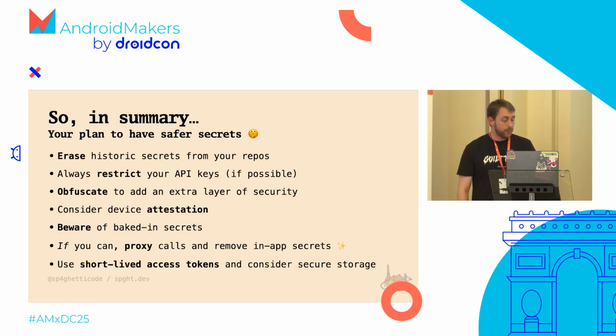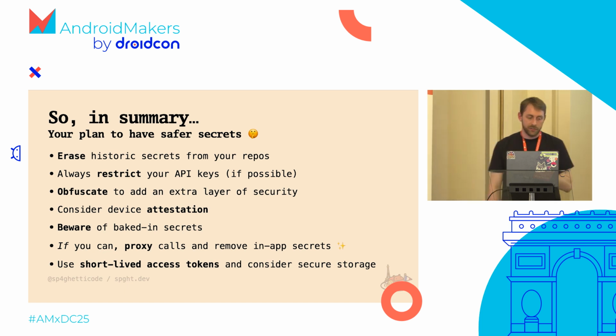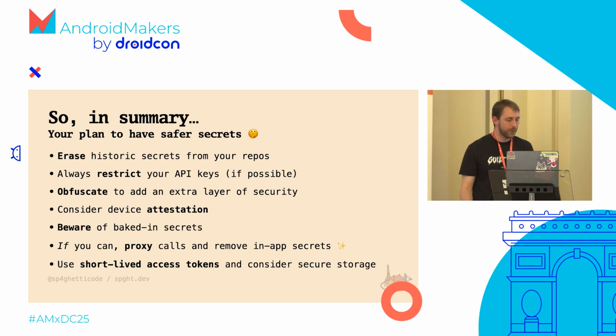So, in summary, we've made it. Well done, everyone. This is now your plan to have safer secrets. You want to, first of all, erase all historic secrets from your repo. We've gone through that. You want to always restrict your API keys if possible. I'm hoping that you're all going to go on Firebase and just do a quick double check to make sure you're doing that after this.